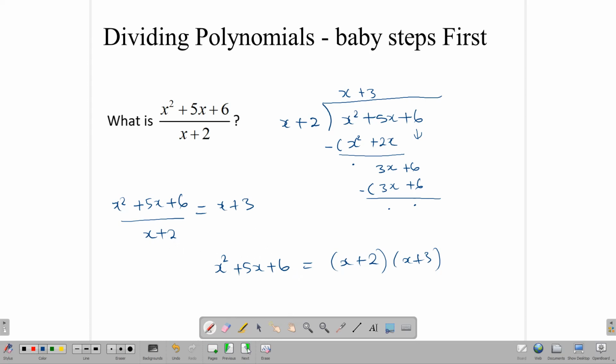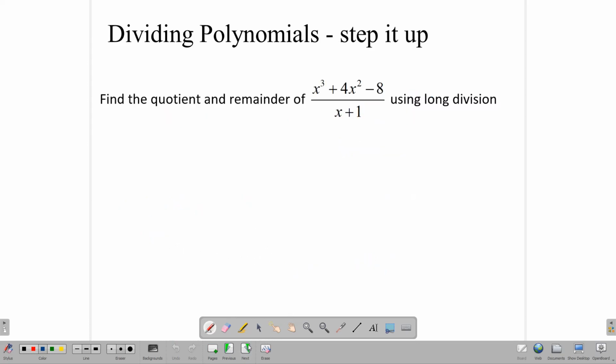Now let's try another one, a little bit more degree. So we have x to the third plus 4x squared minus 8. Notice in our numerator here that we do not have the term containing x. The powers are 3, 2, it should be 1. Then we don't have that x term. When we have a term that is missing, let's put it that way, we should try to write it in, because it makes things a bit easier to deal with.